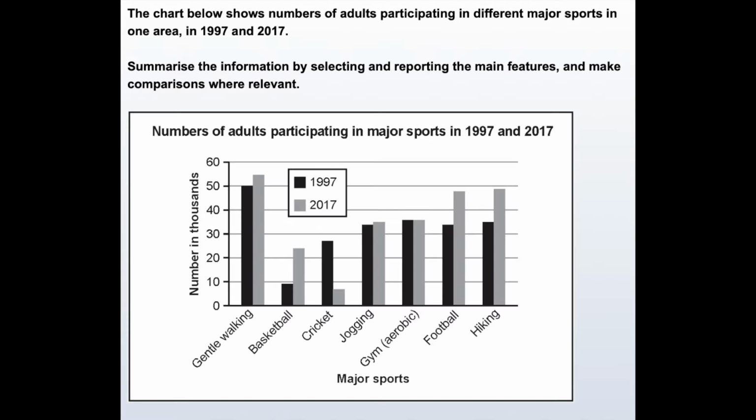The next two big bars that we can see in this particular chart are of football and hiking. So definitely the next main features that you can talk about are football and hiking. So you can talk about that. The number of people participating in these sports increased as compared to 1997, so definitely relevant comparisons can be made. Also, you can see that cricket in 2017 is the least favorite one. So definitely that's another main feature in the chart, and you can also talk about that.